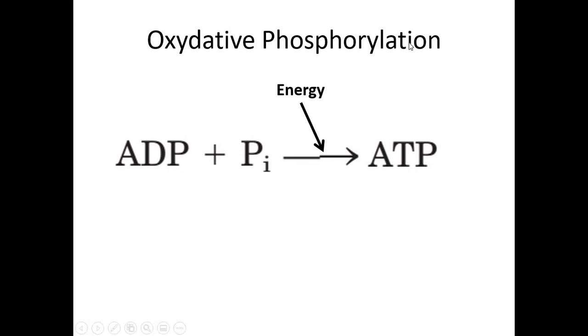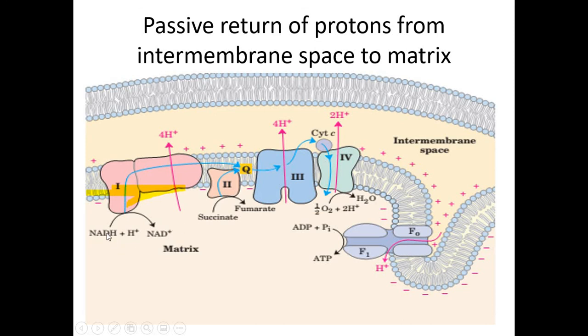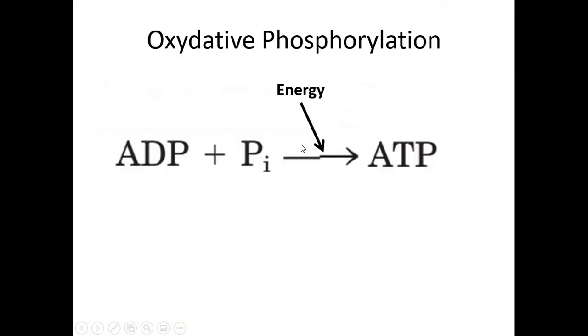Phosphorylation means the addition of phosphate. In this case, the phosphate is added to ADP to make ATP, and we use the word oxidative phosphorylation. Oxidative, because this phosphorylation is linked to oxidation: here the NADH or FADH2 are oxidized, and oxidized means the electrons are taken away from them and added to the oxygen. So this phosphorylation depends upon the oxidation reactions of the respiratory chain.